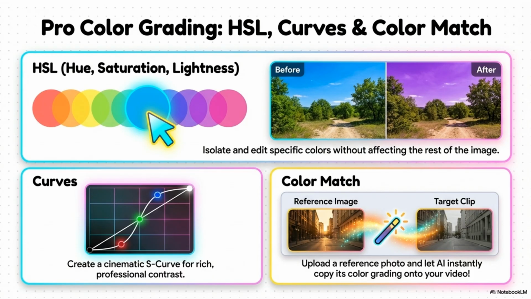Pro color grading, HSL, curves, and color match. Take it further with pro color grading. Use HSL, hue, saturation, lightness, to isolate and edit specific colors without affecting the rest of the image. Use curves to create a cinematic S-curve for rich, professional contrast. With color match, simply upload a reference photo and let AI instantly copy its color grading onto your target clip.